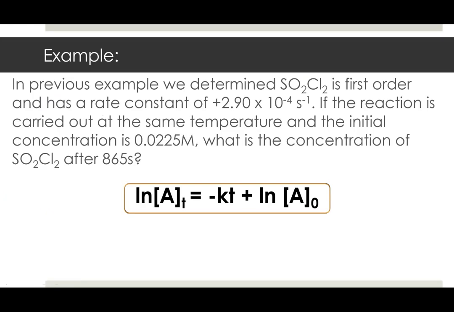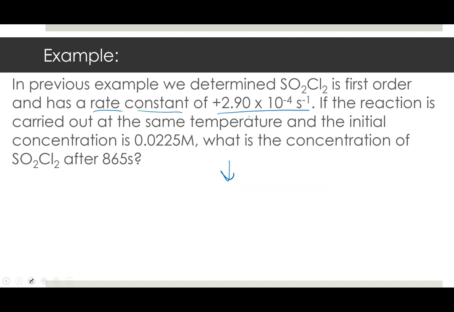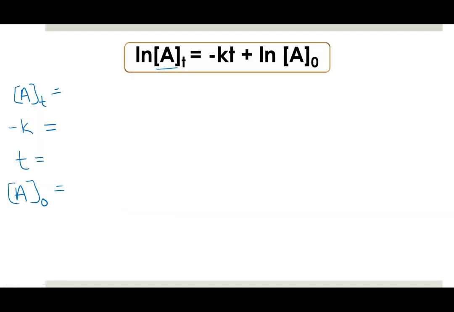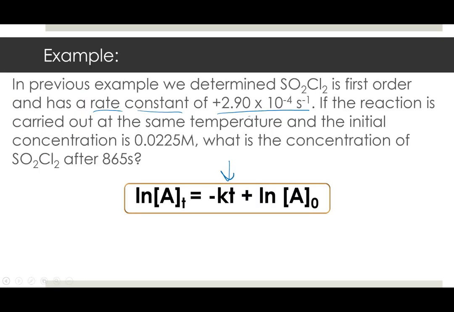We determined it's a first order reaction, which means we can use this equation. The rate constant is 2.9 times 10 to the negative 4. So that's K. And with this being a first order reaction, there are my units for K: 1 over S, or S to the negative 1. If the reaction is carried out at the same temperature, what we'll see this week in lab is that these are temperature dependent. So same temperature is just telling us we can continue to use this equation.